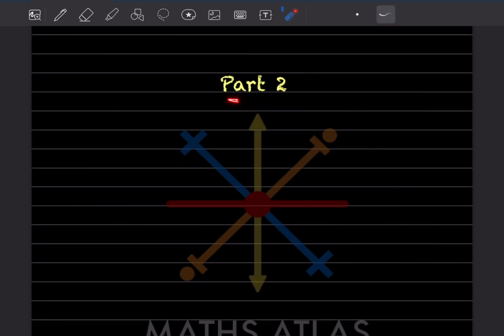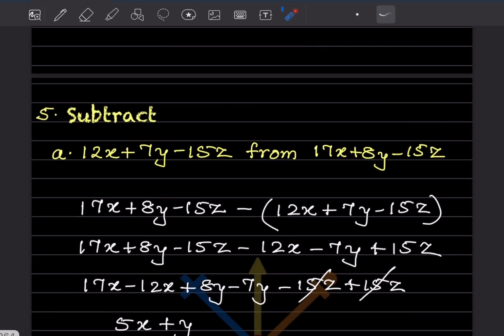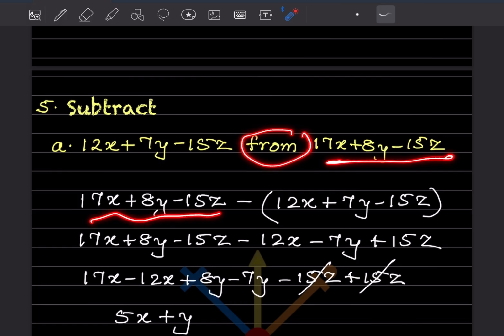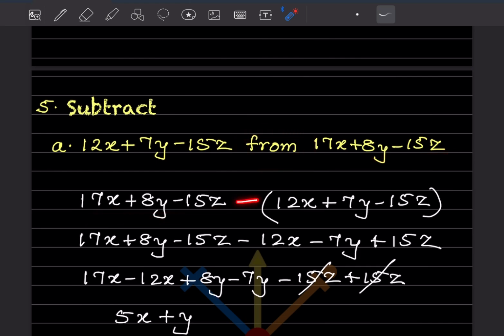So today we'll do part 2. In that we'll see how to subtract 12x plus 7y minus 15z from 17x plus 8y minus 15z. Whenever you see subtract and the word "from" is used, whatever expression comes after "from", you're going to write at the start. Then you put a subtraction, this minus sign over here, and now you can see these are the three terms.